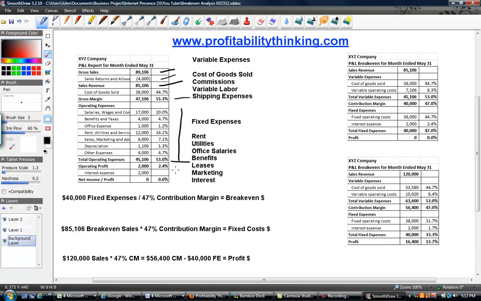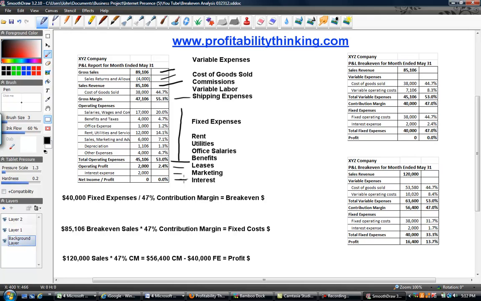$45,106, which leaves us an operating profit if we take gross margin of $47,106 minus operating expenses of $45,106 equals an operating profit of $2,000. We have interest expenses in this case of $2,000, leaving us a profit of $0. This business broke even. However, expenses can be categorized in different ways. One way is to classify them as variable expenses and fixed expenses.